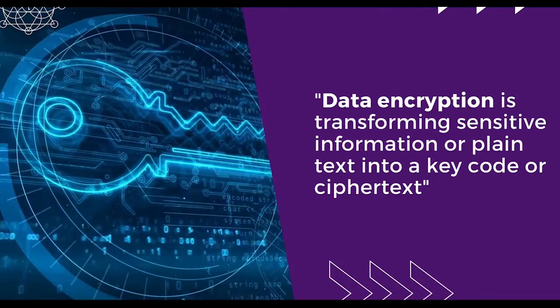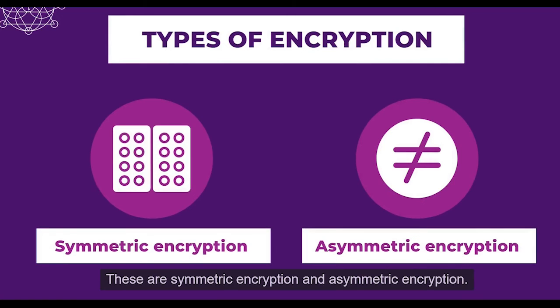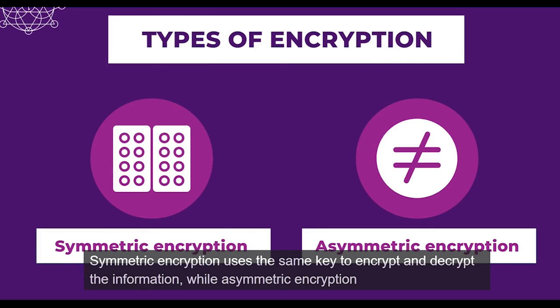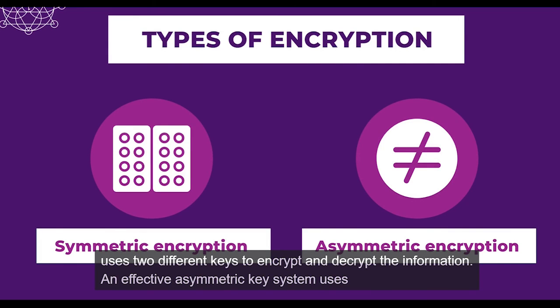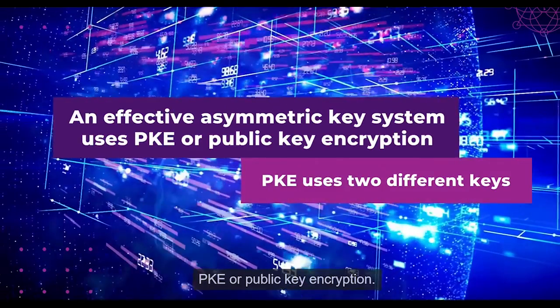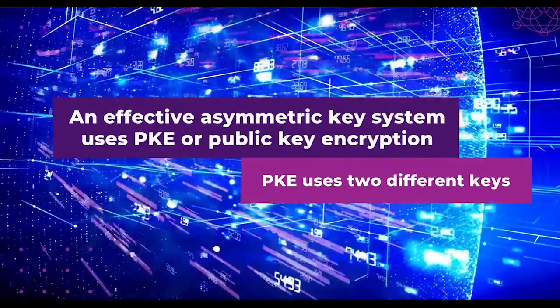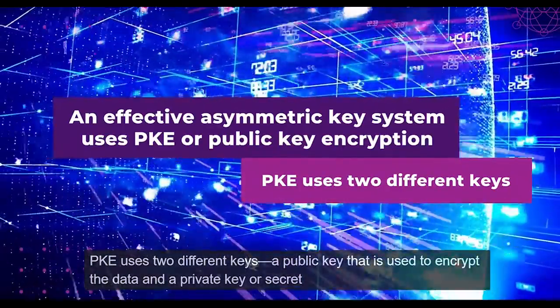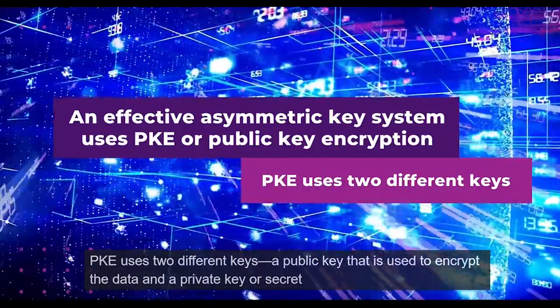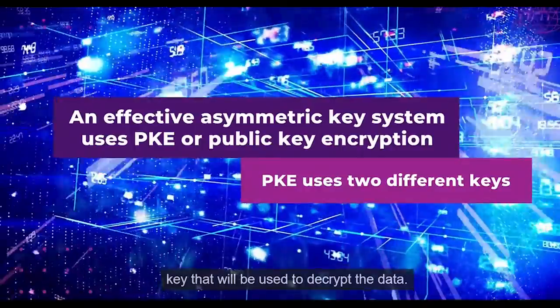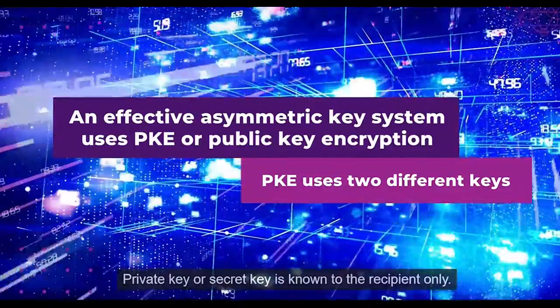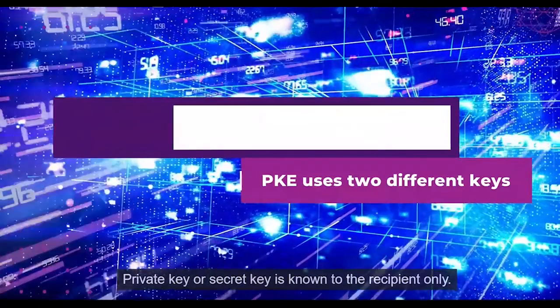There are two types of encryption. These are symmetric encryption and asymmetric encryption. Symmetric encryption uses the same key to encrypt and decrypt the information, while asymmetric encryption uses two different keys to encrypt and decrypt the information. An effective asymmetric key system uses PKE, or public key encryption. PKE uses two different keys, a public key that is used to encrypt the data, and a private key or secret key that will be used to decrypt the data. Private key or secret key is known to the recipient only.